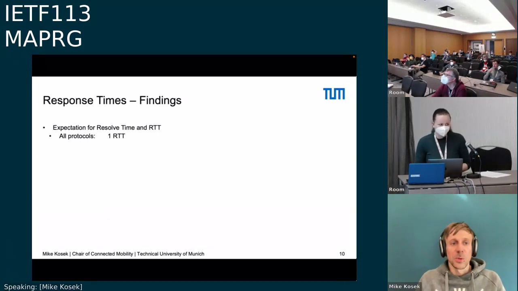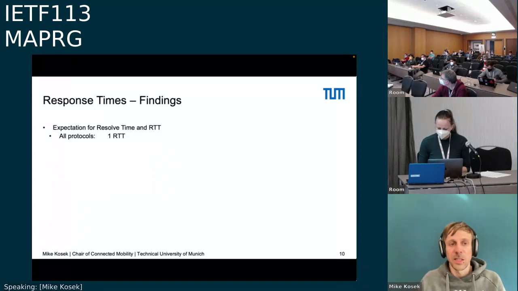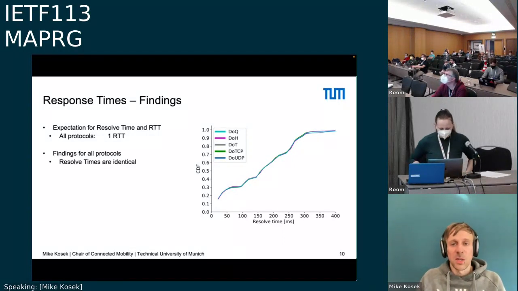Starting with the response times. First of all, we have to check our expectations. The resolve time, as it's just a DNS query, then the answer from a cached record and the DNS answer, as well as the RTT, should take roughly 1 RTT over all protocols. And if we now look at the resolve time here in the CDF, we can see that all different protocols overlap. So we find that resolve times are identical, as expected.